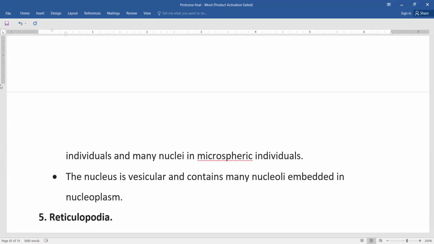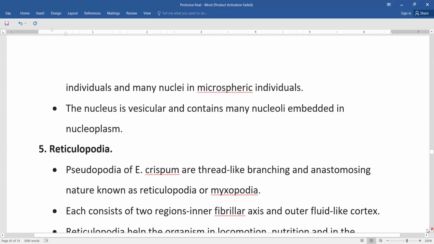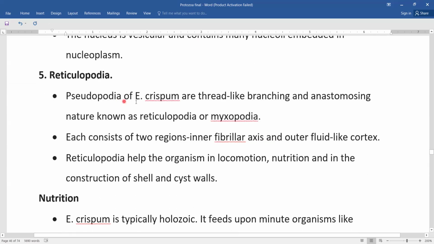Then reticulopodia, I have already told you about. Reticulopodia are nothing but the pseudopodia of Elphidium crispum, which are thread-like, branching and anastomosing. That means they overlap with each other to form network-like structures. They are called reticulopodia. You can also call them myxopodia.